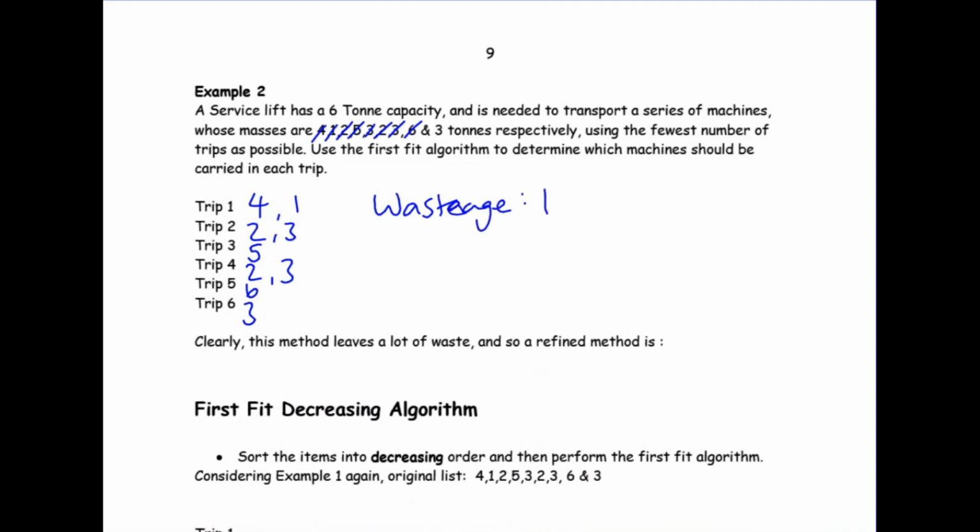So we've got space for 1 on the first one, 1 on the second one, 1 on the third one, 1 on the 4th one, and 3 on the last one. So we've got wastage of 7 here, which feels like we should be able to have a better arrangement for it. The advantage of using first fit is that it's fast and easy, but it's usually pretty rubbish.